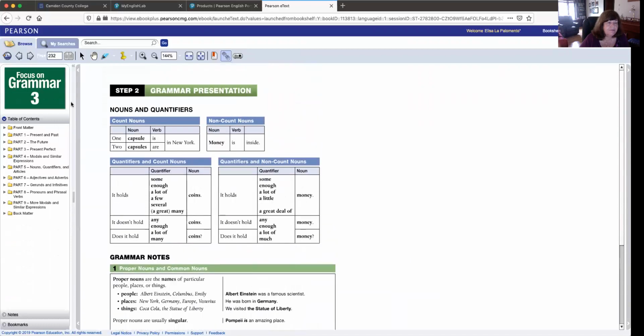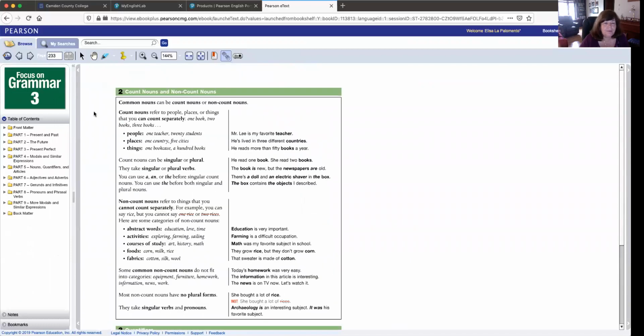All right, let's continue. Common nouns can be count nouns or non-count nouns. Count nouns refer to people, places, or things that you can count separately. I already explained that. 1 book, 2 books, 3 books, such as people, 1 teacher, 20 students, places, 1 country, 5 cities, things, 1 bookcase, 100 books. Here are some examples. Mr. Lee is my favorite teacher. No capital letter.